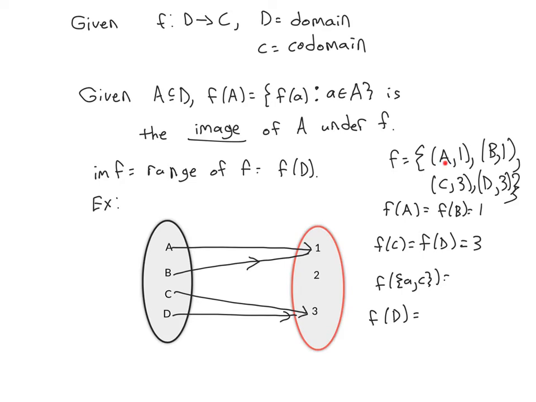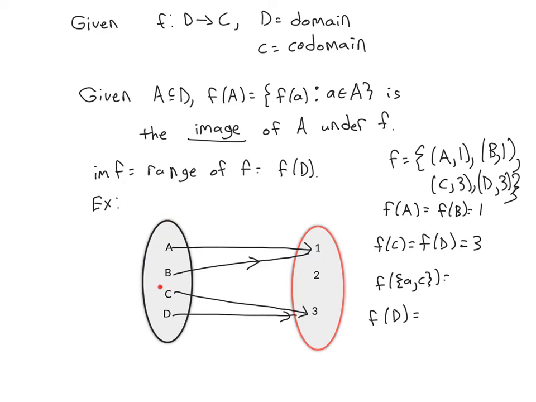And so this is a function. It's a set of ordered pairs where all the first coordinates are from the domain and all the second coordinates are from the codomain. And for every first coordinate, there's a unique second coordinate. For every element of the domain, it appears exactly once in this set of ordered pairs as a first coordinate.